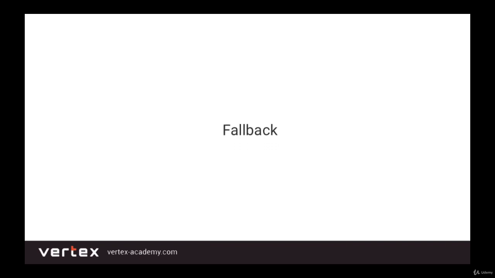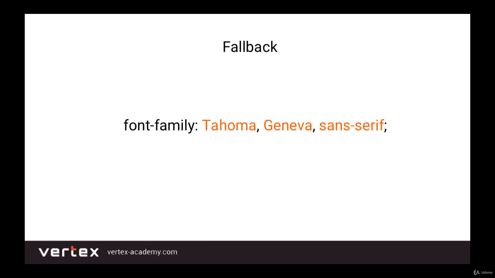And now we need to learn about something called fallback. What does fallback mean? Well, consider the property called font family, right? Let's say we give it the following value: Tahoma, Geneva, and sans serif. What does that mean? Well, this means that the browser is going to use the first available value from left to right. So it takes the first font, Tahoma, and if this font is available on the user's computer, the text is going to be displayed using the font Tahoma.